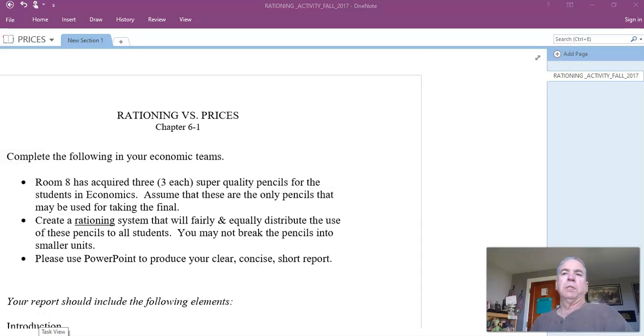Hi, seniors. Let's take a look at this assignment for rationing versus prices. This was assignment number 3. It's in week 33, and it was called the Rationing Group Presentation.